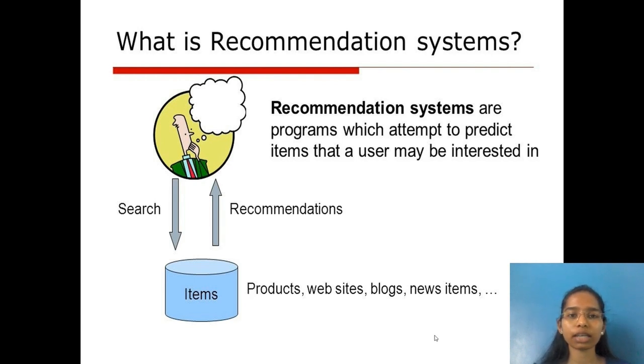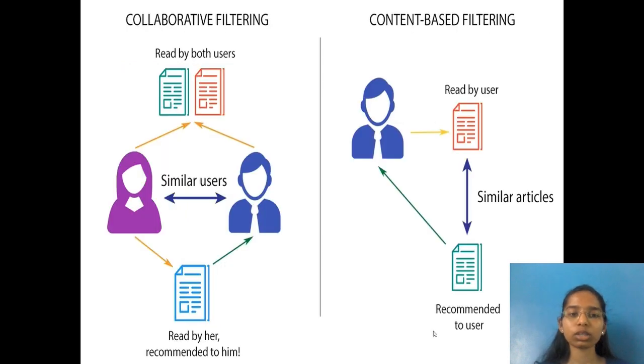Also, you can take the example of YouTube. Whatever videos we have watched previously, we get recommendations based on that. Now there are two types of recommendation systems. First is the collaborative filtering recommendation system and the second is the content based filtering recommendation system.